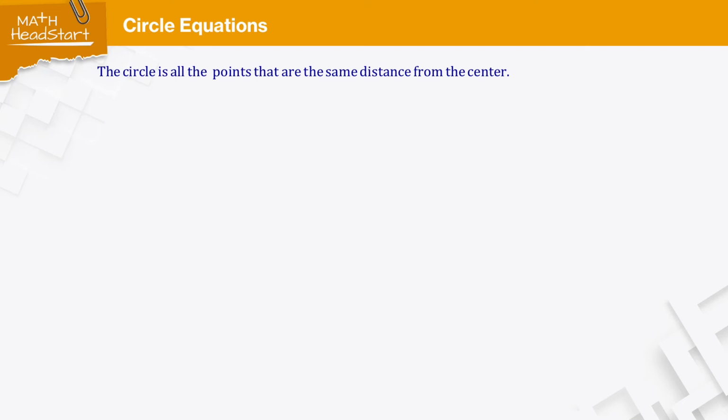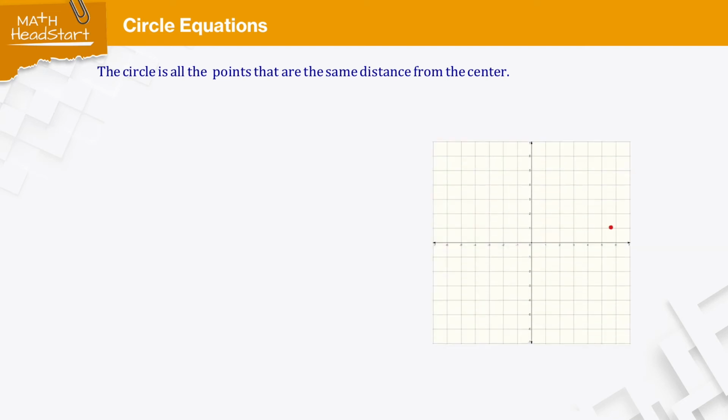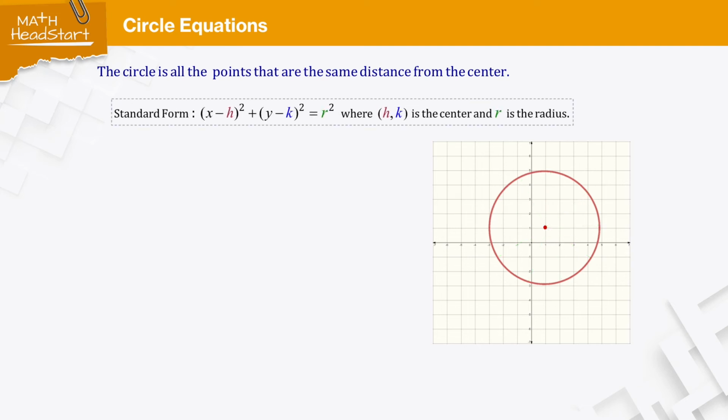Lastly, let's take a look at the equation of a circle. The circle is all the points that are at the same distance from the center. The standard form for the equation of a circle is shown with the center at (h, k) and the radius r. In this standard form, it is easy to recognize and graph a circle.